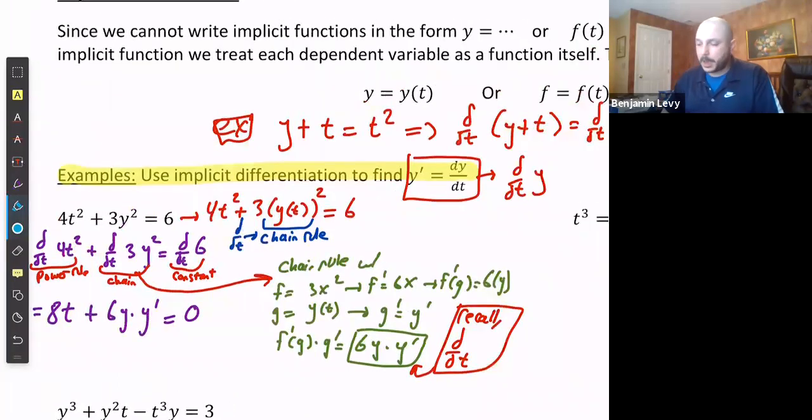And we'll see a common thing happening. Basically, anytime the dependent variable like y is being squared or raised to a power, we're going to use this same kind of chain rule idea.